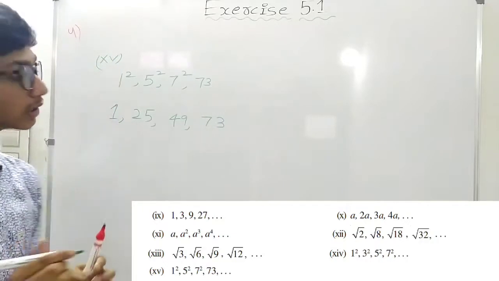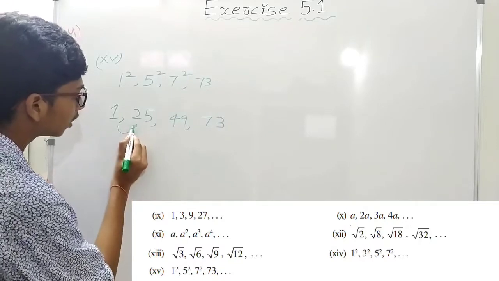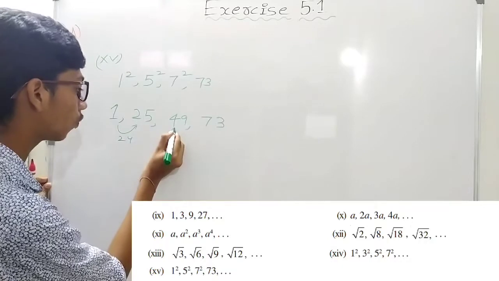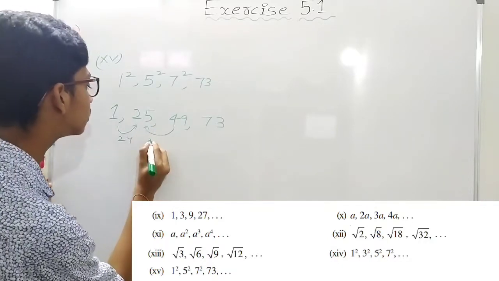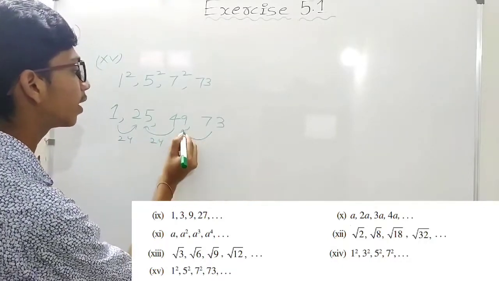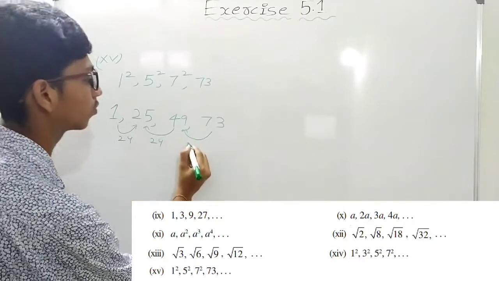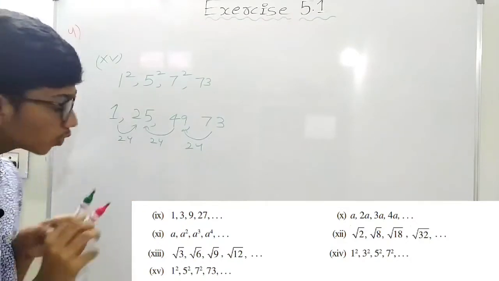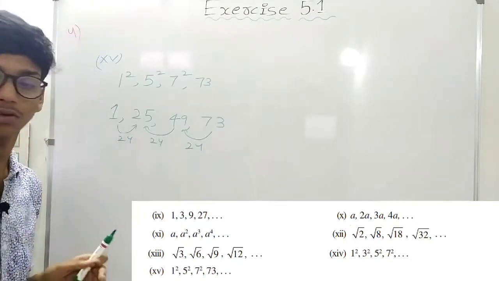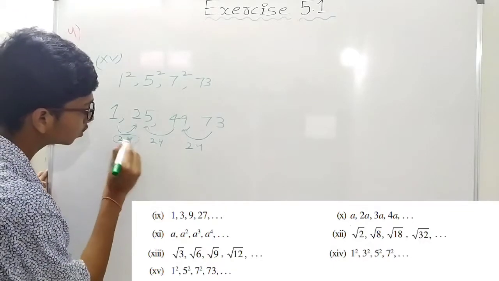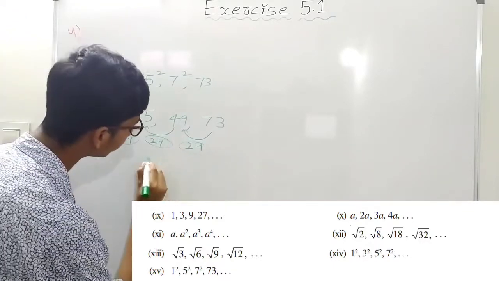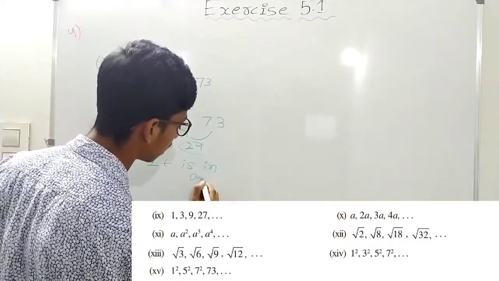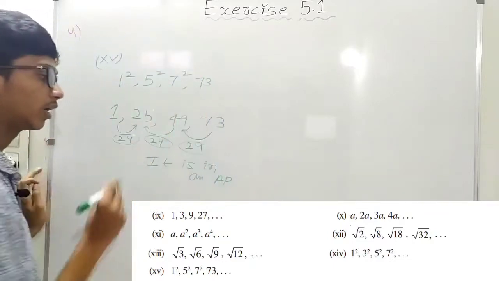So if you see the difference, it will be here 25 minus 1 is 24. 49 minus 25 is 24, and 73 minus 49 will also be 24. Check it if you are not clear. 24, 24, 24. So here the value is fixed. So it is in an AP.